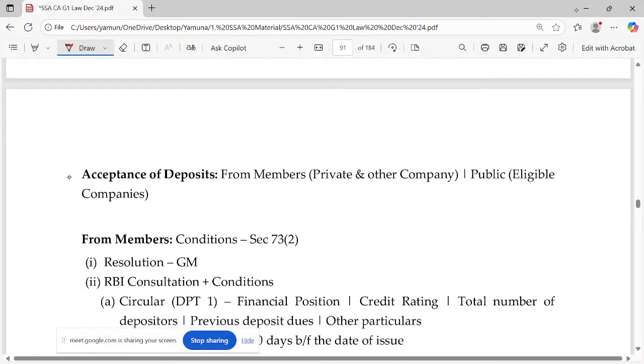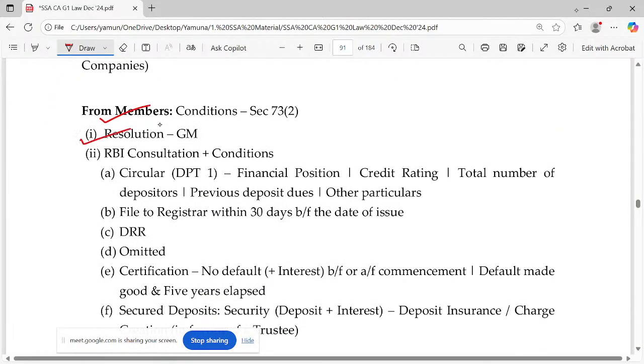Let me continue. Usually, when you go for acceptance of deposit, the first thing you do is hold a board meeting. Okay, if it happens to be an eligible company, you have to pass a special resolution or general resolution. Then you go for holding a general meeting. So, acceptance of deposit from members, you go for private and other companies also. Whereas for the public it has to be an eligible company. So, we'll go for the from-members category. What you have to do is pass a resolution in the general meeting.